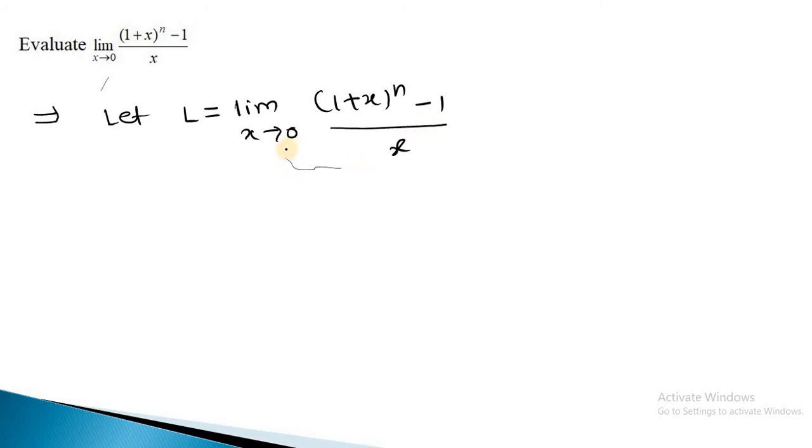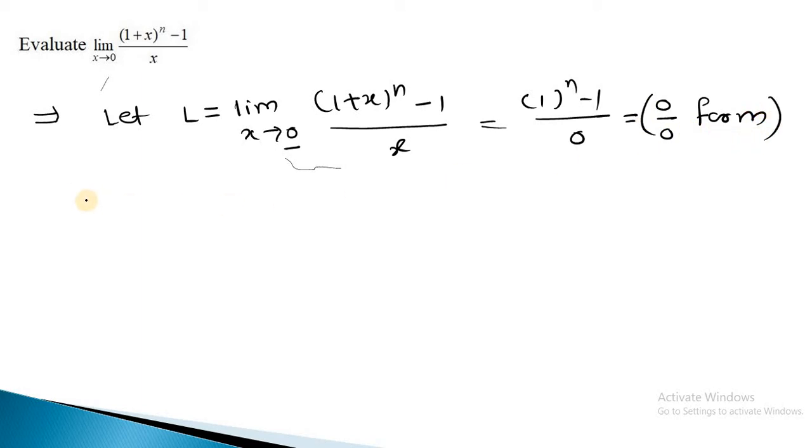Now here when I substitute x is 0, it is 1 plus 0 raised to n, that is 1 raised to n, minus 1, upon x is 0. So 1 minus 1, again it is 0 by 0. So the value of L we are getting is in 0 by 0 form. So we can apply L'Hospital rule.